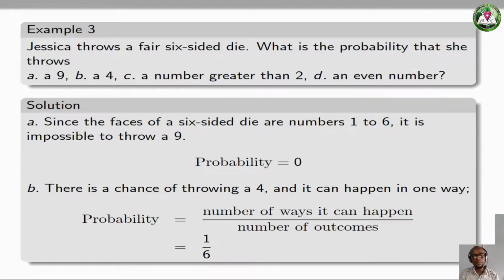Now, moving on to example 3. Jessica throws a 6-sided die.